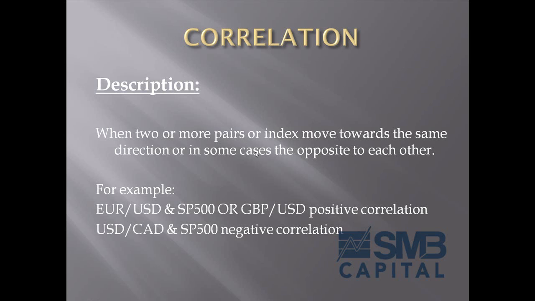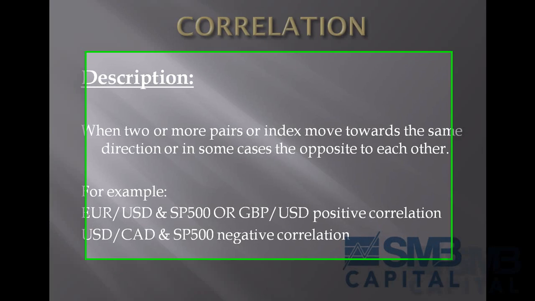This is actually a Forex update. In the last video we talked about market correlations. Correlations is when two or more pairs, or the index itself, move in the same direction, or in other cases the opposite to each other. For example, the euro moves with the S&P 500, or also the cable and the US dollar will be a positive correlation, and a negative correlation would be the US dollar and Canadian going the opposite to the S&P 500.